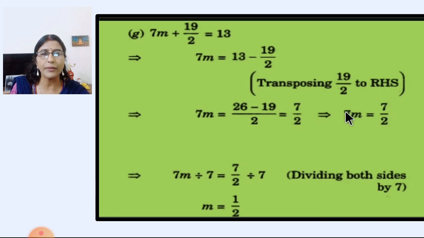Now we have to remove this 7, so we have to divide both the sides by 7. So 7m divided by 7 is m. 7 upon 2 divided by 7: just now I told you, when a fraction is divided by a whole number, you know how to solve it. 7 upon 2 multiplied by 1 upon 7, then 7 and 7 will be cut. You will get 1 in the numerator, 1 upon 2. So the value of m is 1 upon 2.